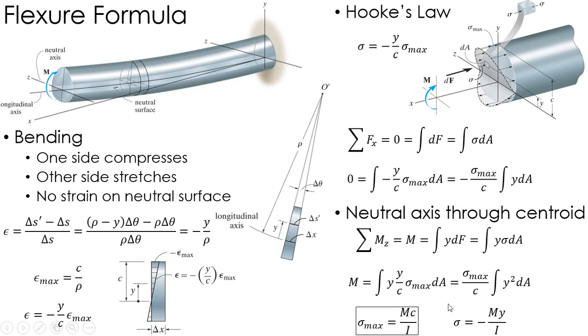So again, this boxed equation is called the Flexure Formula, and that's how, from a bending moment, I can figure out the normal stress in a cross-sectional area.